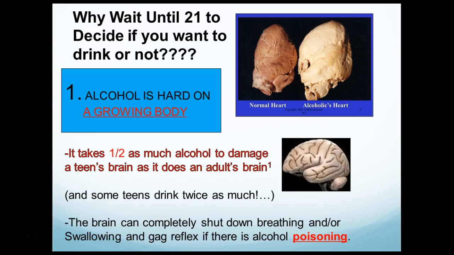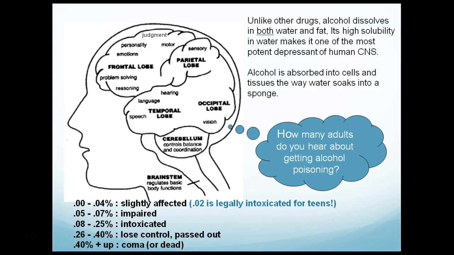The brain can completely shut down breathing and or swallowing, gag reflexes, and this is known as alcohol poisoning. If you are not dead or dying, you will be rushed to the emergency room and they will pump your body full of charcoal, and they'll try to get out as much of that alcohol as you put in your body. Unlike other drugs, alcohol dissolves in both water and fat. It's highly soluble in water, which makes it one of the most potent depressants of the central nervous system. Alcohol is absorbed into the cells and tissues the way water soaks into a sponge, so it just sticks right in.